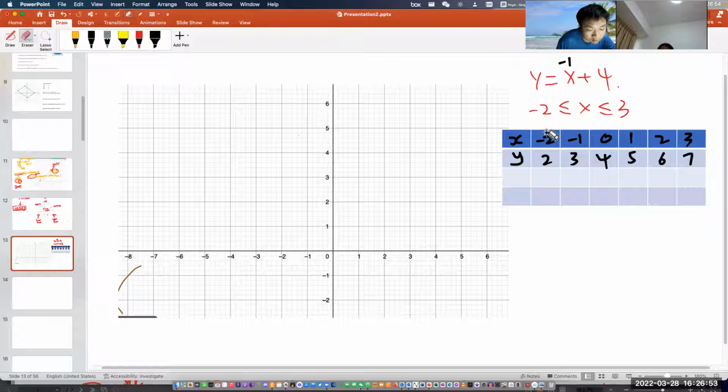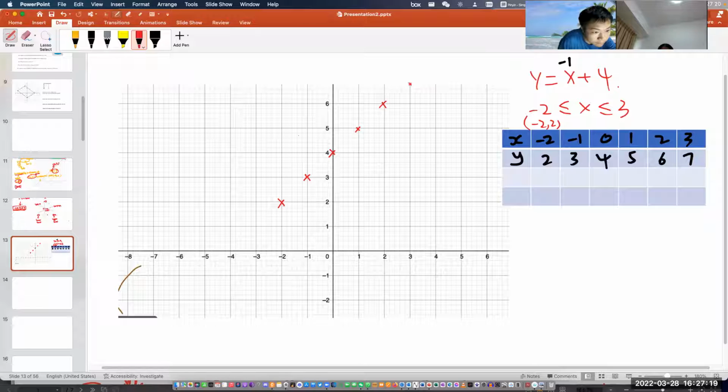So your first point is actually (-2, 2). You come to -2 and 2: -2 is here, 2 is here. So that's your first point. Then (-1, 3), (-1, 3). Then (0, 4), (0, 4) is here. Then (1, 5), and (2, 6).